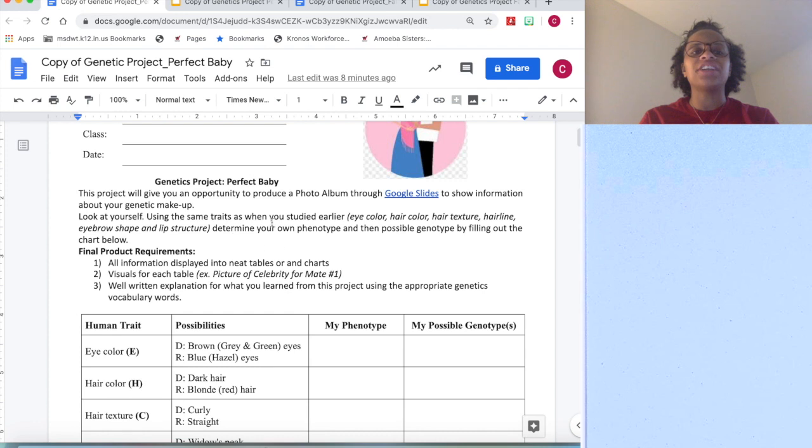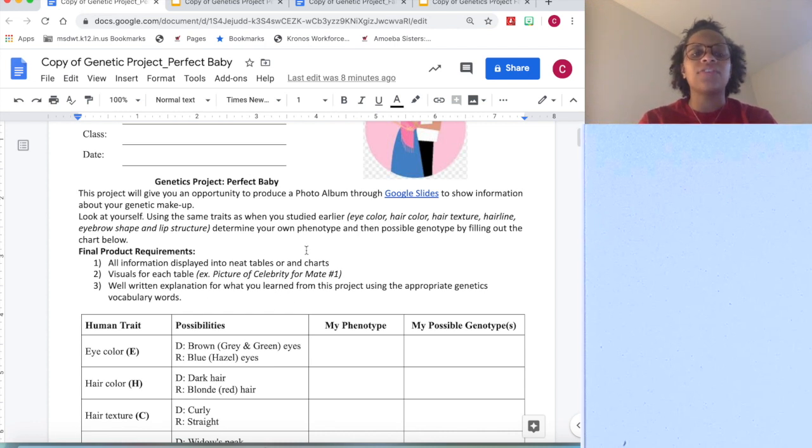With the perfect baby, you're going to look at yourself using the same traits as when you studied earlier, the traits that we talked about when we were still in school: eye color, hair texture, hairline, eyebrow shape, lip structure, to determine your own phenotype. Remember, phenotype is your physical appearance. It's actually what you are displaying. Whereas genotype, that's your genetic makeup, the alleles that you received from your parents.